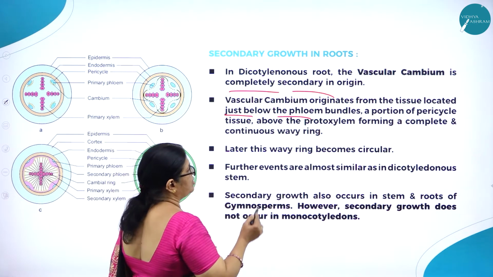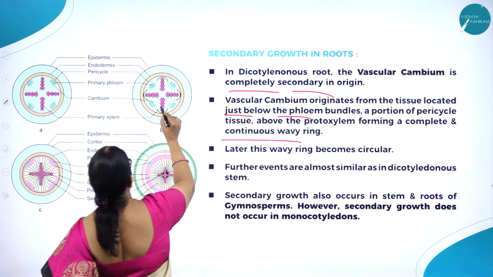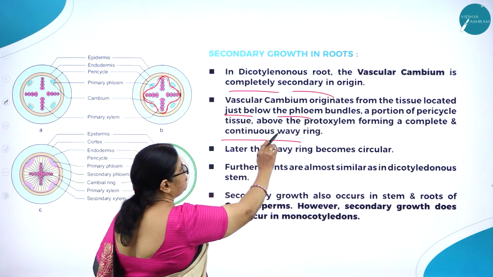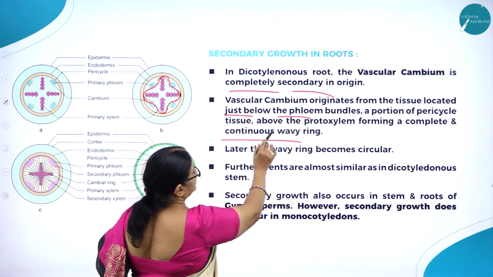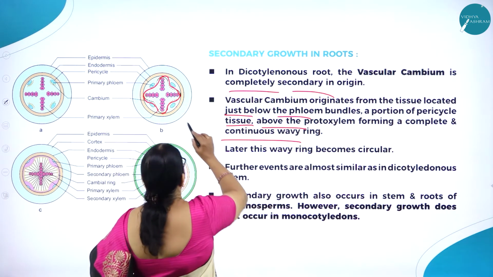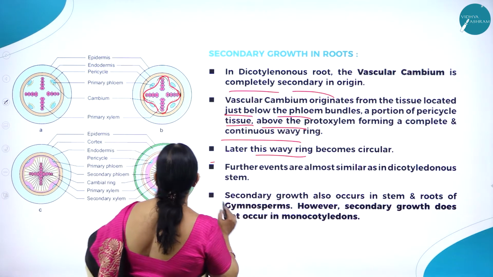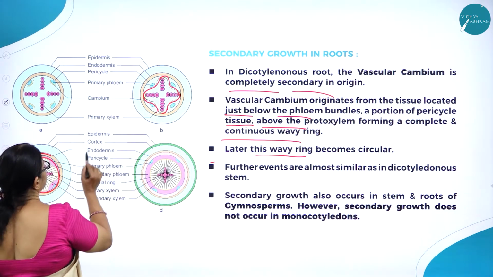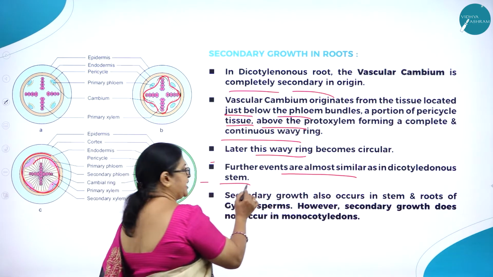a portion of pericycle tissue above the protoxylem, forming a complete continuous wavy ring. So vascular cambium originates from the tissue located just below the phloem bundles, a portion of pericycle tissue above the protoxylem, forming a completely continuous wavy ring. Later this wavy ring becomes circular. Here you can see how later on this wavy ring becomes circular. And further, events are almost similar as in dicotyledonous stem.